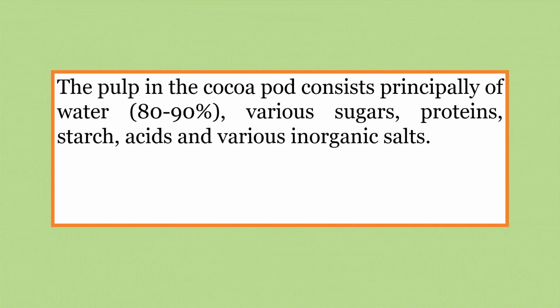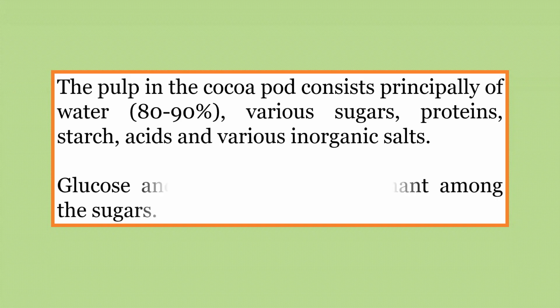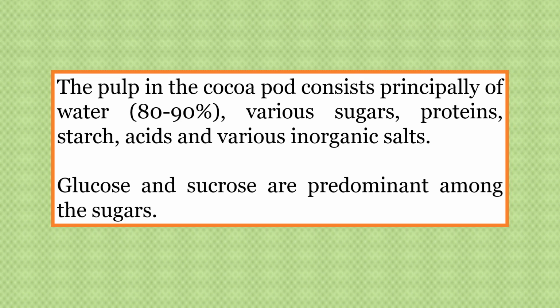The pulp which is adhered to the surface of the coca beans consists principally of 80 to 90% of water, various sugars, proteins, starch, acids, and various inorganic salts. Glucose and sucrose are the predominant among the sugars.